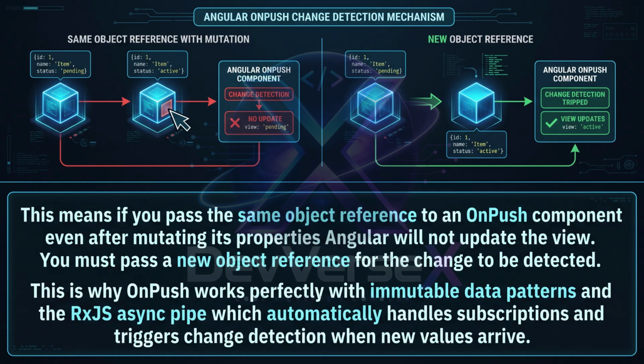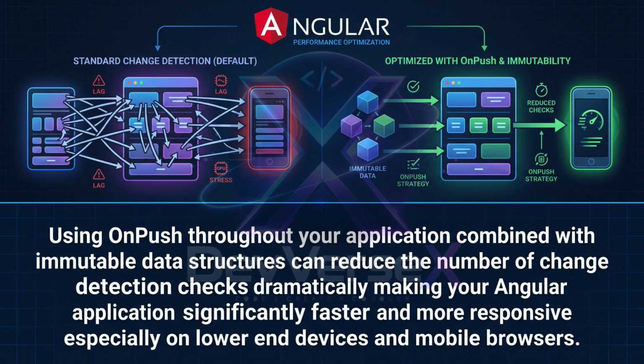This is why OnPush works perfectly with immutable data patterns and the RxJS async pipe, which automatically handles subscriptions and triggers change detection when new values arrive. Using OnPush throughout your application combined with immutable data structures can dramatically reduce the number of change detection checks, making your Angular application significantly faster and more responsive, especially on lower-end devices and mobile browsers.